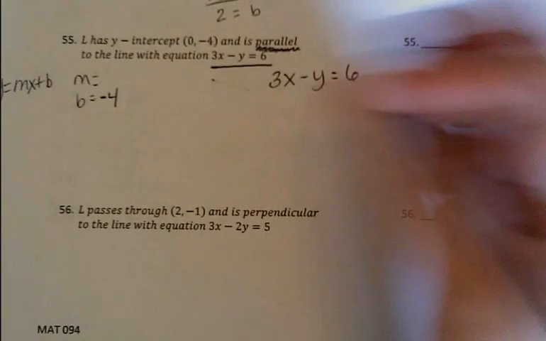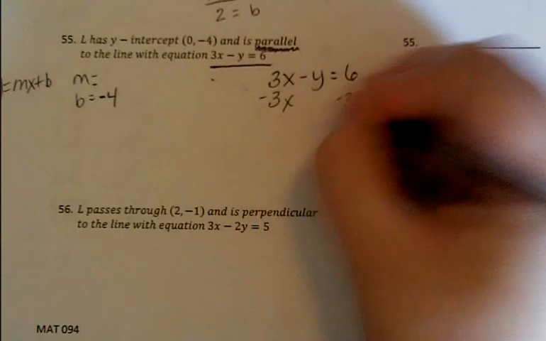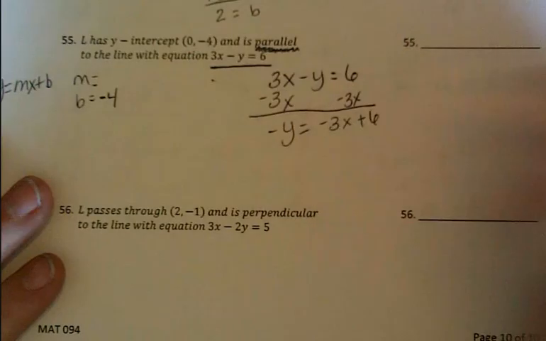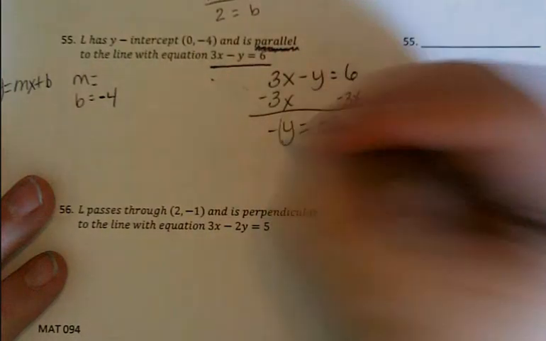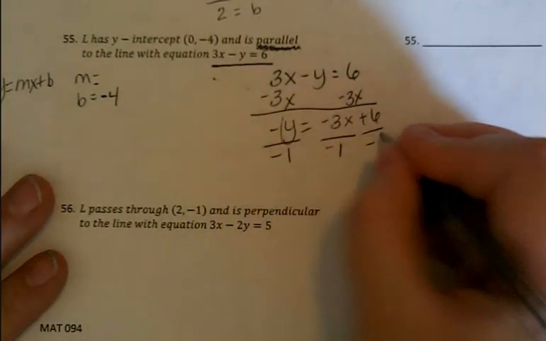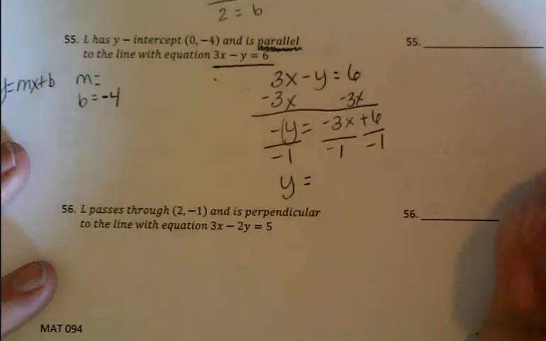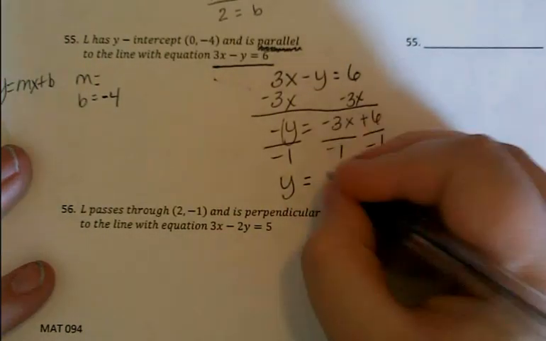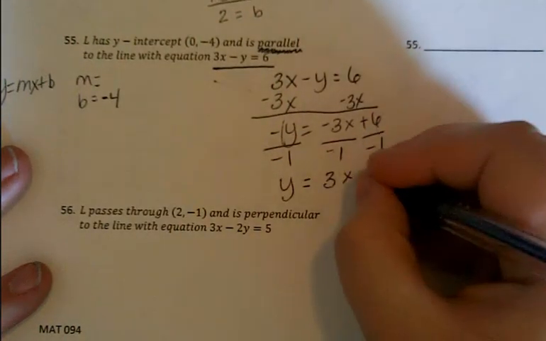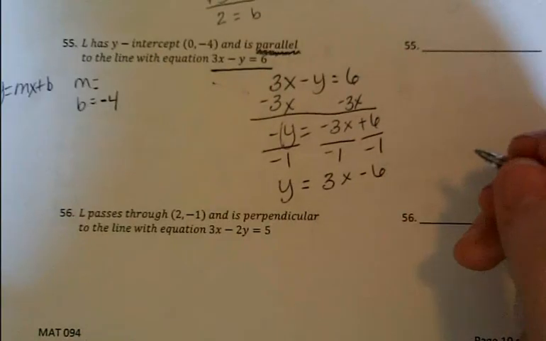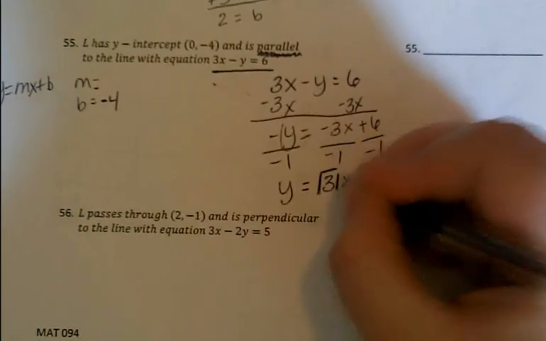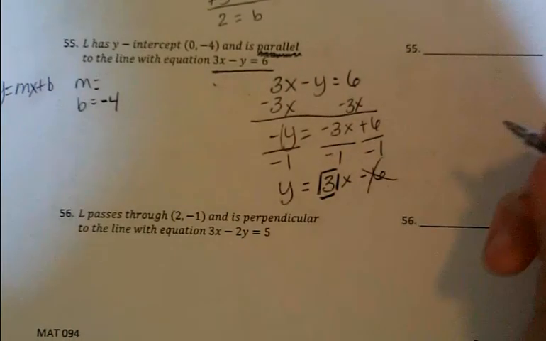So I'm going to subtract 3x from both sides, which gives me negative y equals negative 3x plus 6. And remember, that's a negative 1 in front of that y, so I'm going to divide by a negative 1, which means y equals, negative divided by a negative is a positive 3x, and then a positive 6 divided by a negative 1 is a negative 6. Remember, the only thing that is the same, because they're parallel, are their slopes. The y-intercept has nothing to do with it. We're not concerned with it at all.